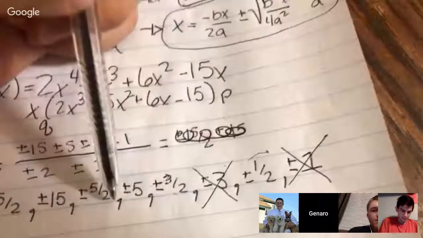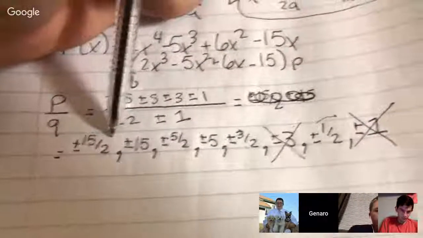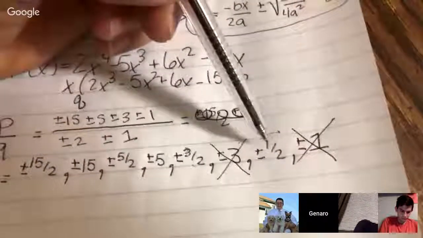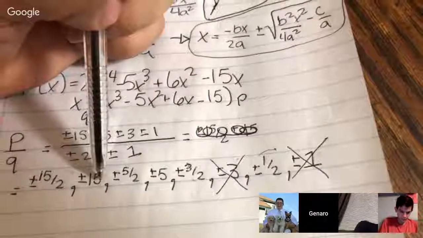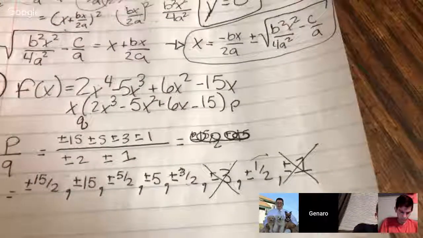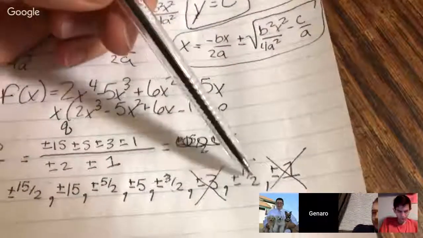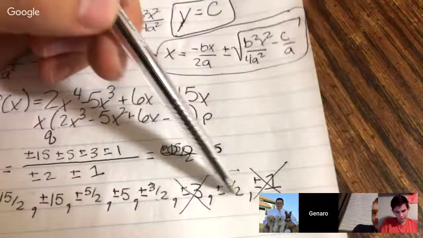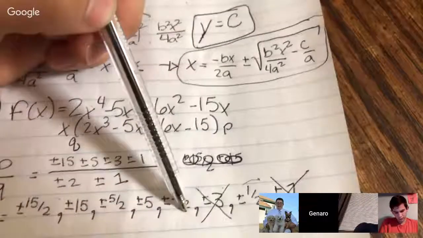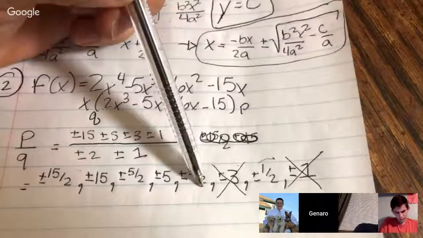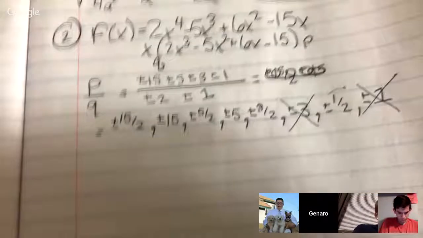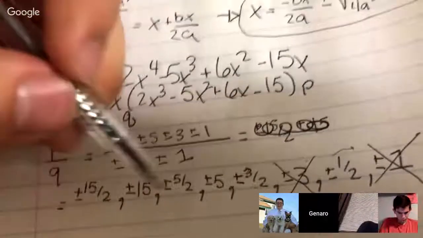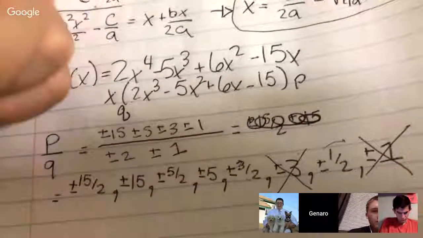Dakota, do you want to do the first ones on the left? Yeah, so the plus or minus 15/2 and the plus or minus 15. And we just plug that into the regular equation and see if it equals 0, right? Yep. Okay. And Ryan, do you want to do the plus or minus 1/2 and plus or minus 3/2? Yeah. Okay. So I guess I'll do plus or minus 5/2 and plus or minus 5.